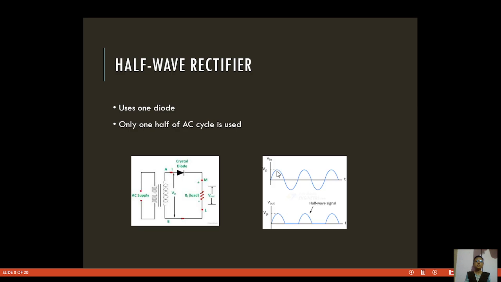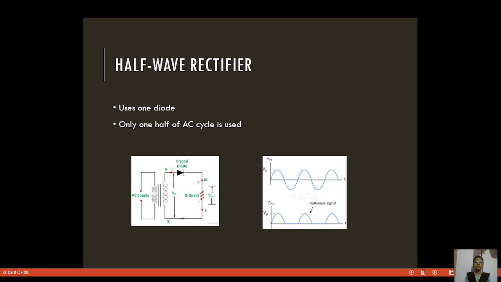Next is the half wave rectifier. The name itself says half, which uses only one diode. It only works for the first half of the AC cycle and blocks the other half. While it is very simple, it is not very efficient because only a half cycle of the AC is used and the other half cycle of the power is wasted, so it is not considerable.